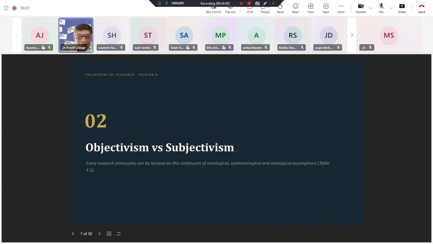So the important extremes, we have seen this in the first session. If you have seen the PPT, I have given several dimensions related to ontology, epistemology. So one is objectivism versus subjectivism. Every research philosophy can be located on this continuum of ontological, epistemological, and axiological assumptions. Right? Ontology is about reality. Epistemology is again knowing that reality. And axiology is your value system, whether it is value free or value laden, right? The role of researchers and his or her own value system.